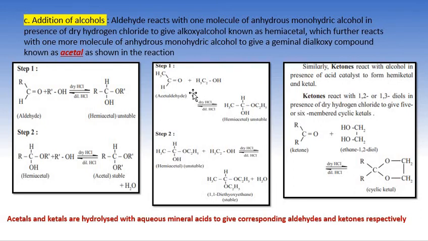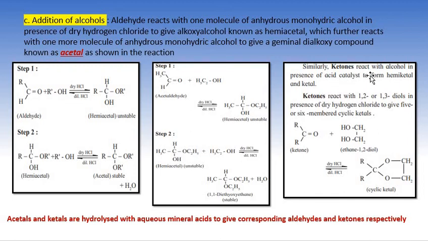For example, acetaldehyde is reacting with ethyl alcohol in dry HCl, what will happen? First, ethoxy group will go to carbon and OH group will be going to the carbon, forming hemiacetal. Then this hemiacetal will further react with ethyl alcohol in presence of dry HCl. This OH group will transform into ethoxy group to form diethyl acetal.